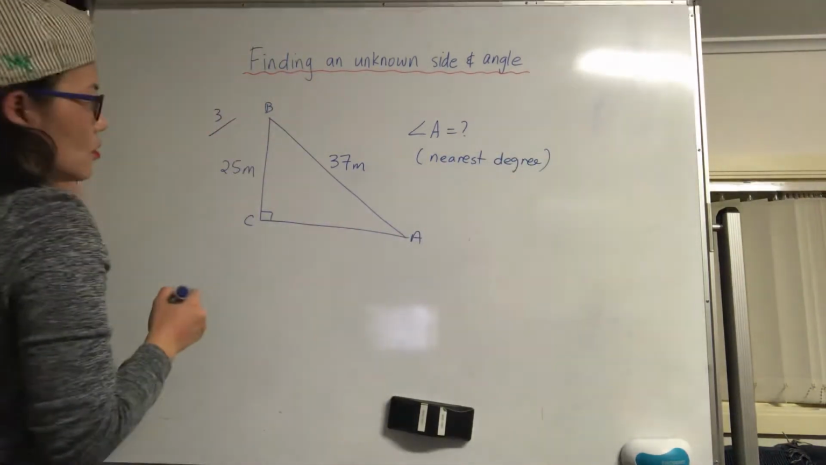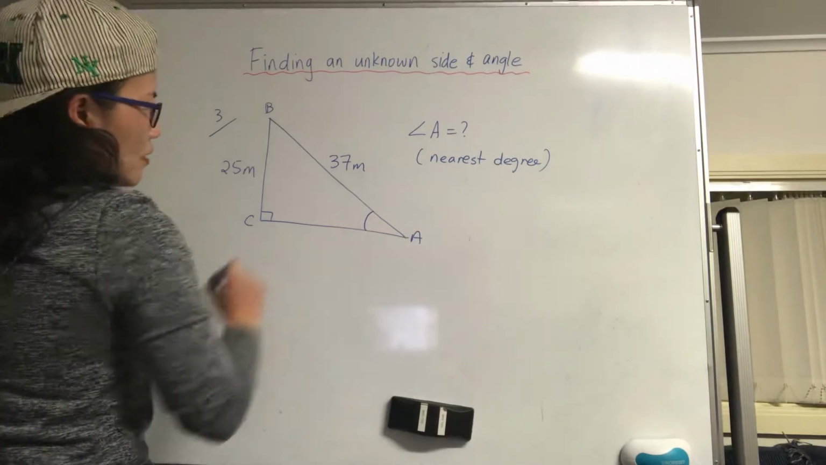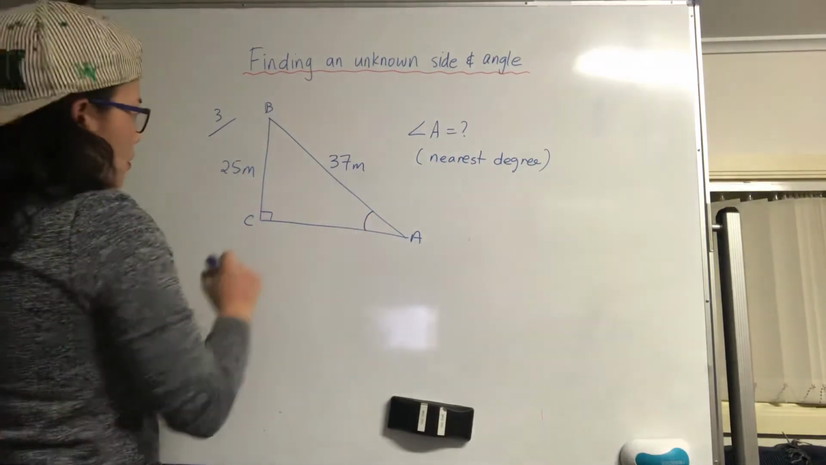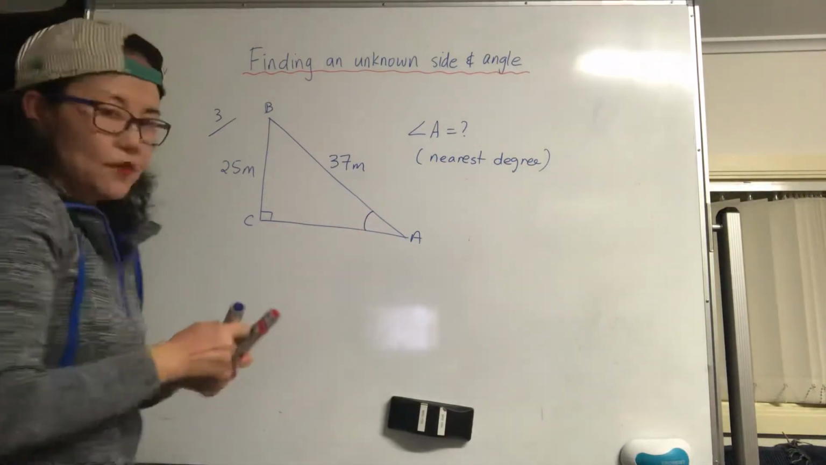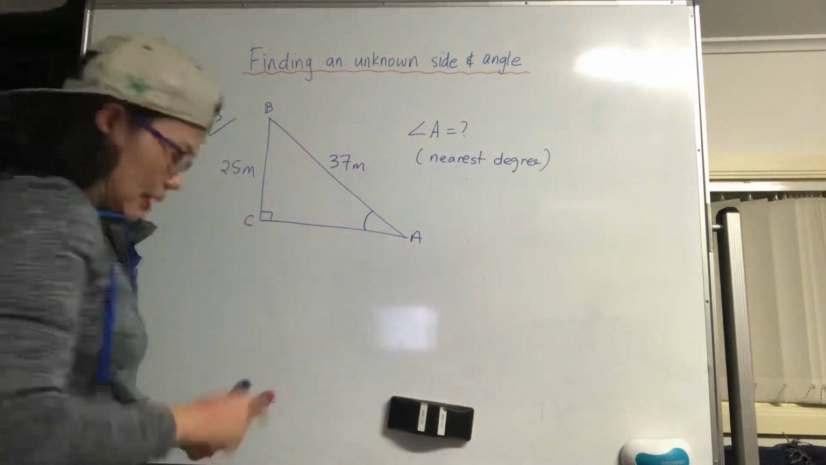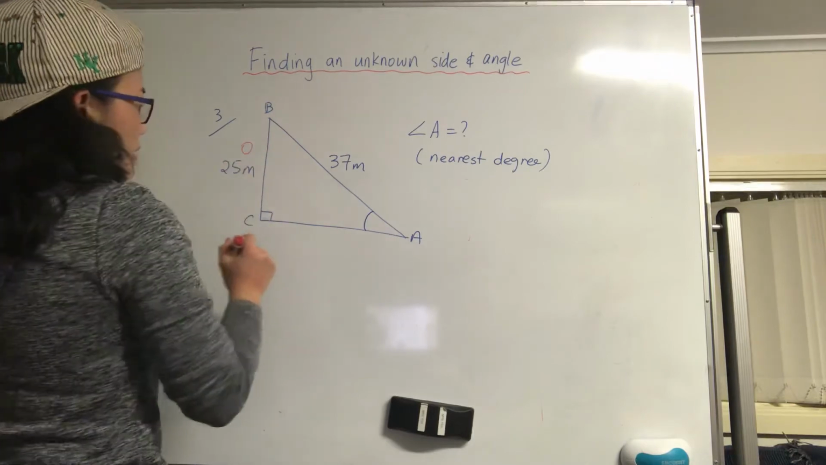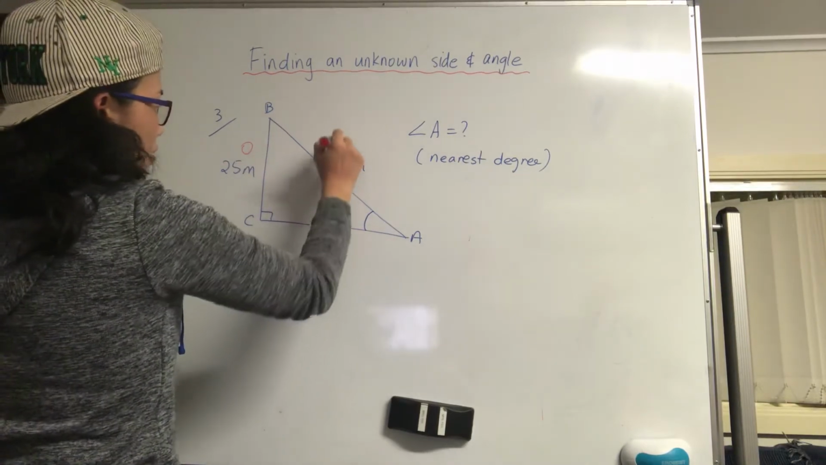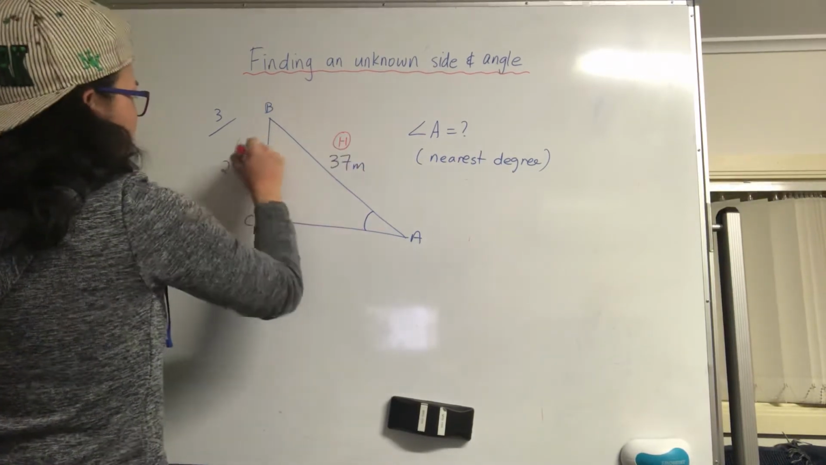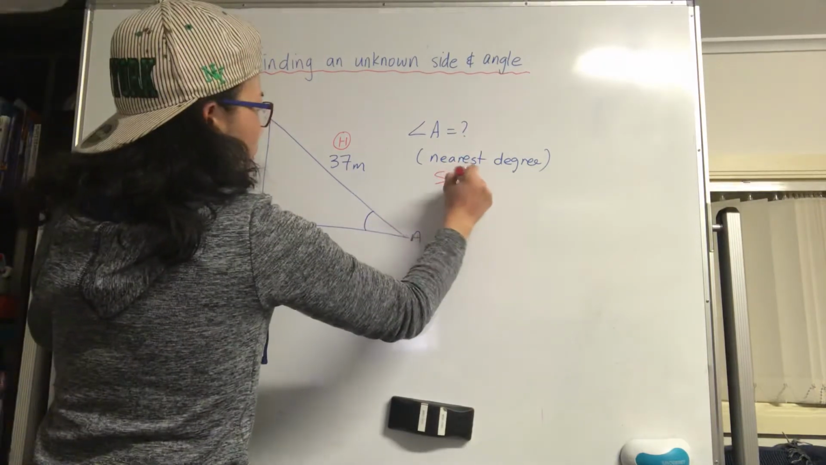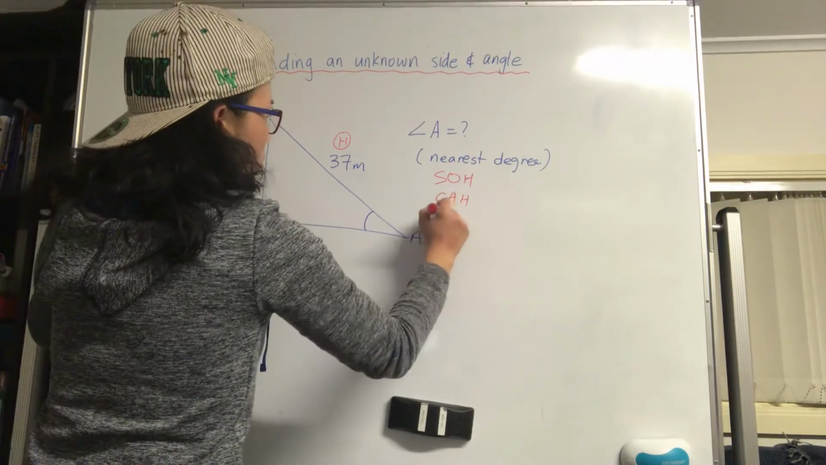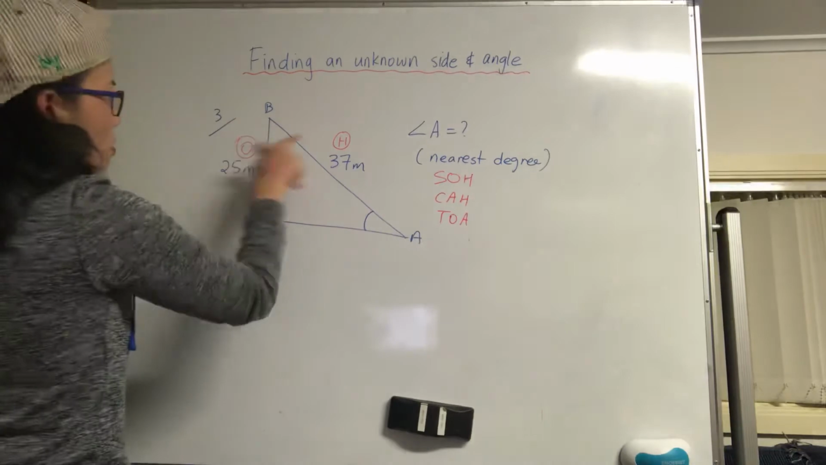Okay, so let's have a look. I'm looking for this angle right now. First things first, what is the first thing? Labeling it. Opposite to the angle is the opposite, and opposite to the right angle is the hypotenuse. And then what do we do? SOHCAHTOA. Now, O and H.